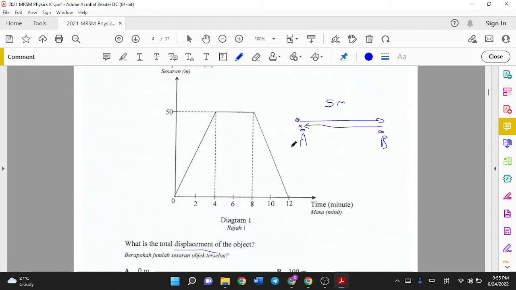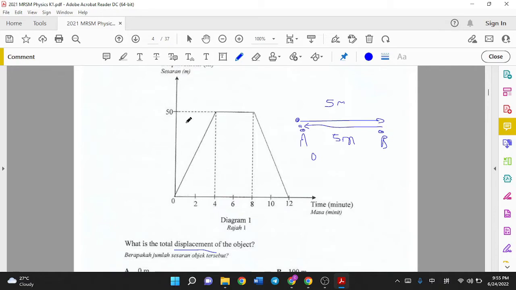But if you are calculating the distance, then your distance should be 5m. Okay, the total distance traveled should be 5m, but the total displacement should be 0. Okay, so this is your displacement time graph.